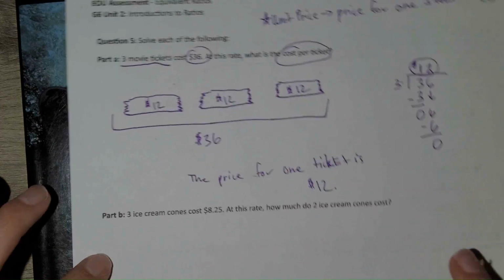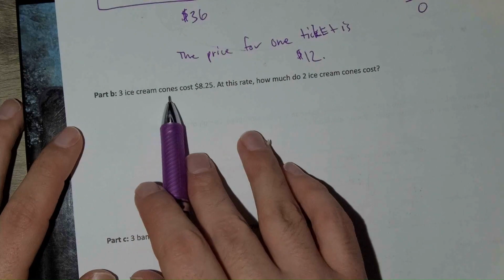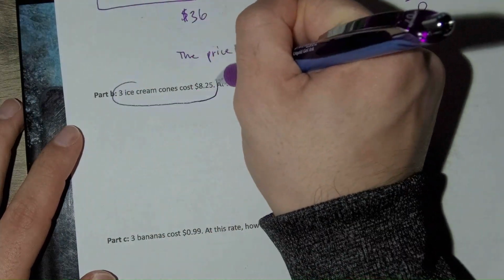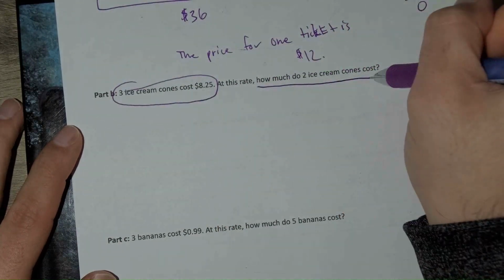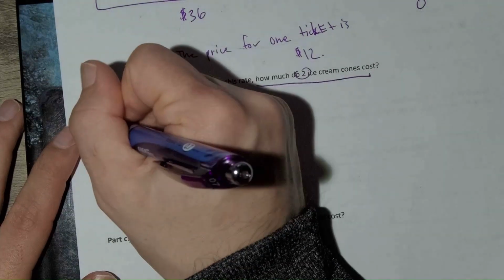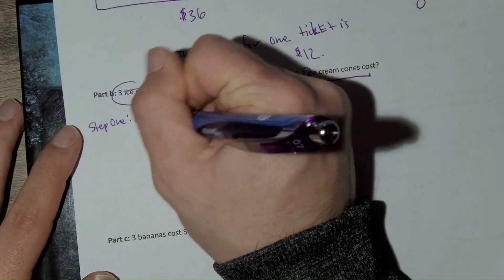All right, let's go to part B. So part B says 3 ice cream cones cost $8.25. So that is going to be what we're going to have to use. At this rate, how much would 2 ice cream cones cost? Well, step 1, get the unit price.